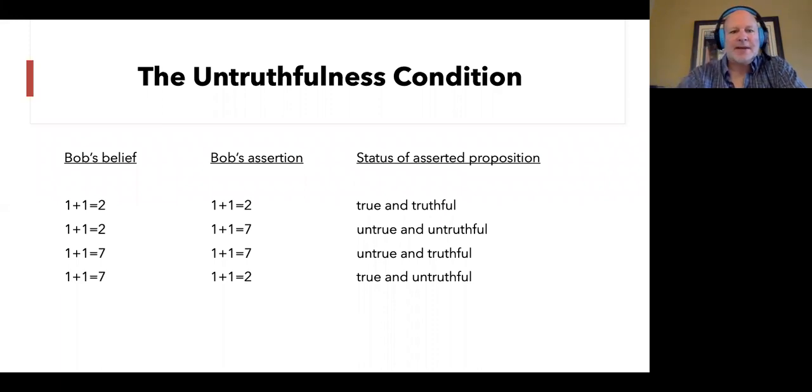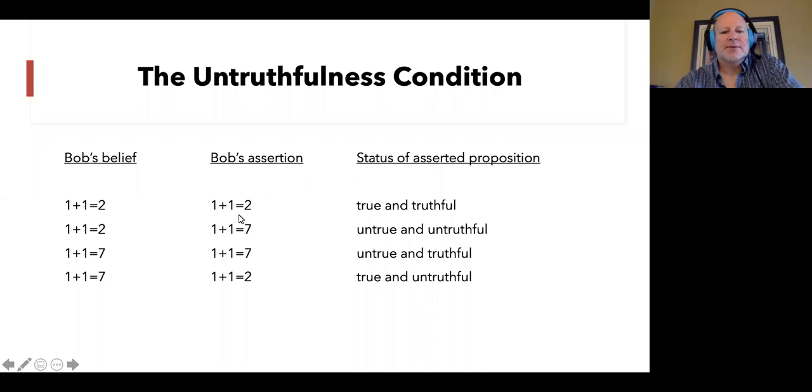So start with the top option here. Let's say Bob believes that 1 + 1 = 2, which is what he should believe. And let's assume that Bob asserts that 1 + 1 = 2. So the top option is by far the most common that we would encounter. Most people believe that 1 + 1 = 2, and most people would assert that 1 + 1 = 2. So if Bob does this, what's the status of the asserted proposition? The asserted proposition is the one he's asserting to be true. Well, it's both true and truthful.